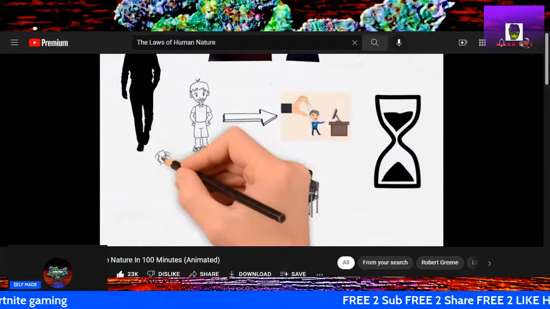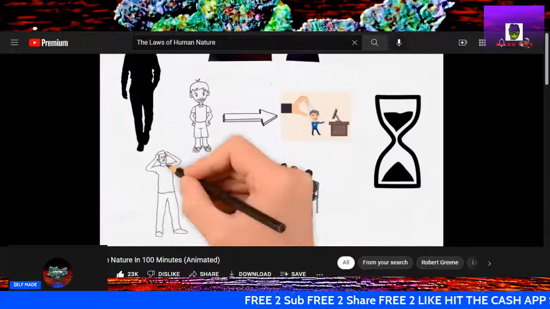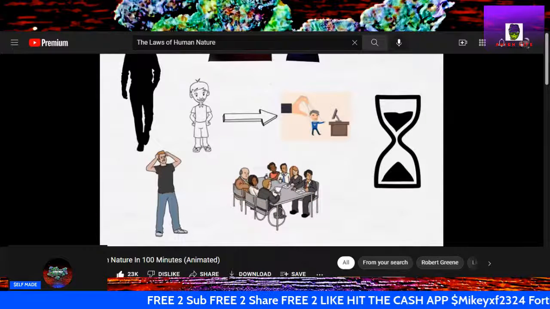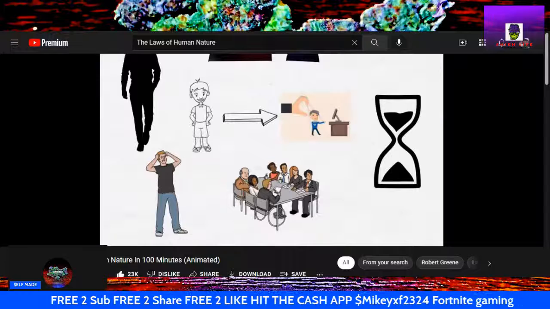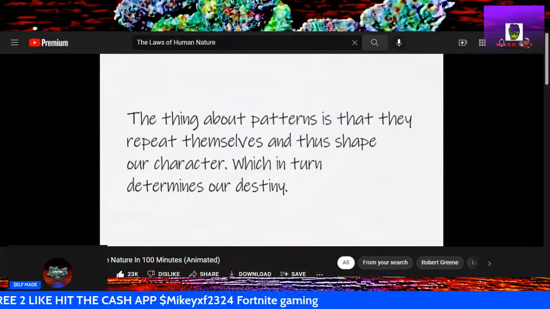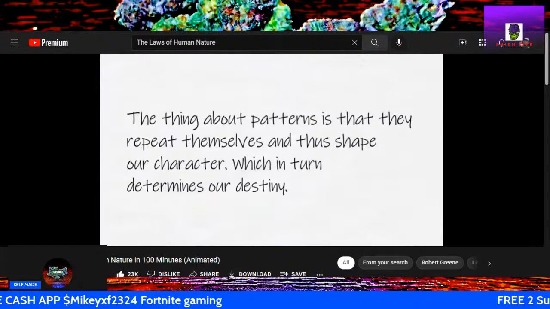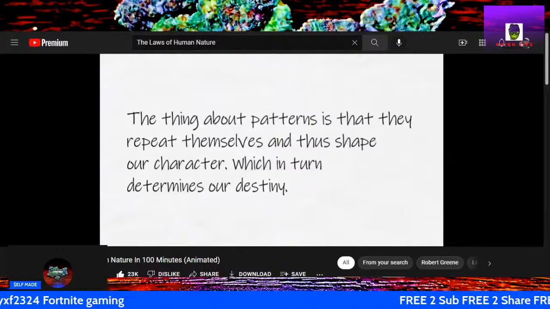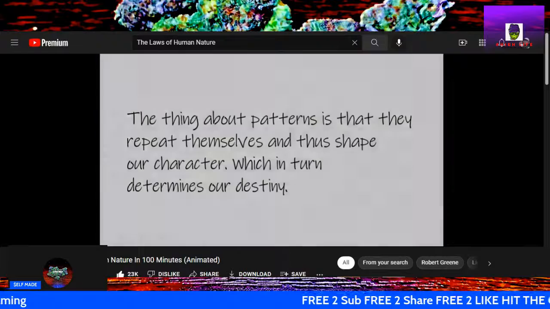Hughes ruined his business ventures and even his health because of his extreme control and inability to delegate and manage people. His patterns ruined his destiny. The thing about patterns is that they repeat themselves and thus shape our character, which in turn determines our destiny.